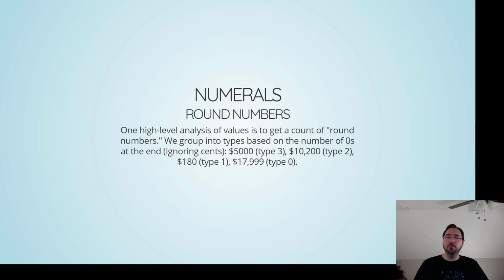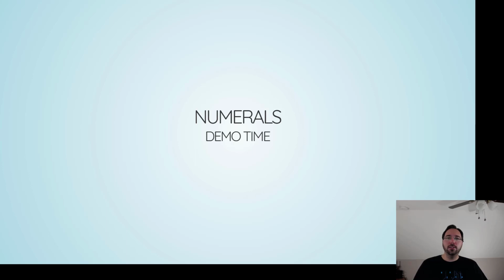So for example, the number 5,000, we're going to lop off any cents, so it'll just be dollar amounts. 5,000 is a type 3 round number because there are 3 zeros at the end. $10,001 is a type 0. There are no trailing zeros. Those middle zeros, they don't count. We're only looking at trailing zeros in this case. So let's go to a demo.